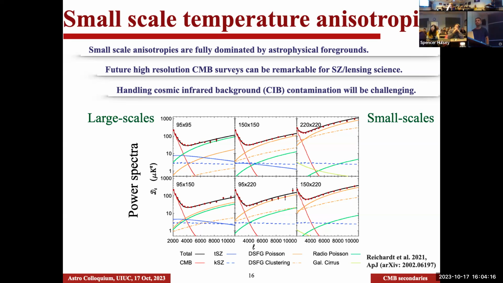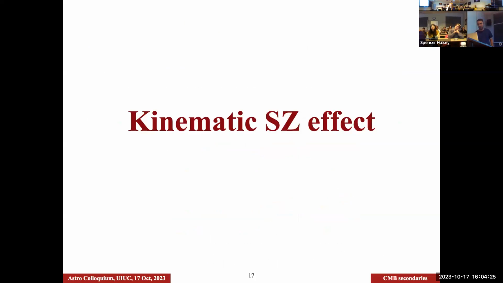The red line is the prediction from the primaries alone. Yeah. Okay. Right. I think those are lensed CMB. Yeah. Okay. All right. So with that, I'm going to get into the KSZ.